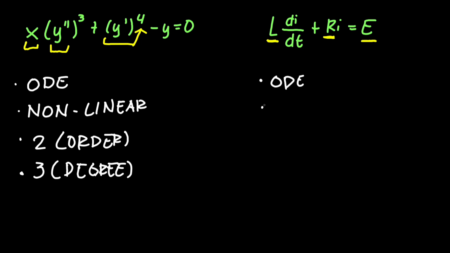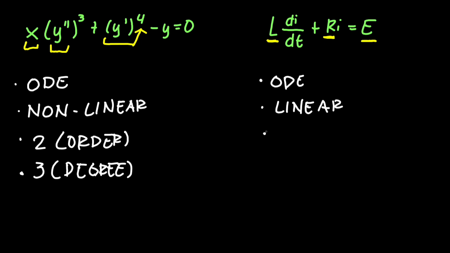Next up, linear or nonlinear. Keep in mind again, this is a constant, not a variable. So it is not a variable that is multiplied by a derivative. It is a constant. And so, we did not see any trigonometric, logarithmic, or exponential function. We did not see any power that is greater than 1. So this is a linear equation.